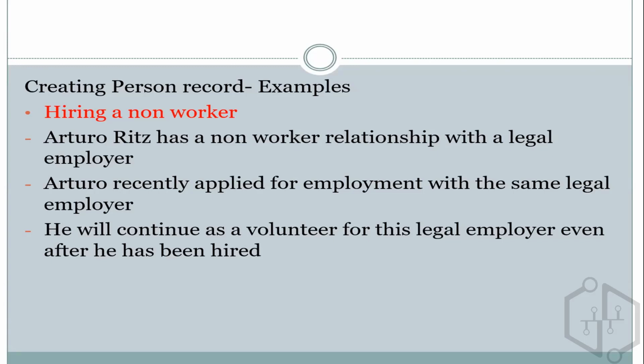When you're hiring a non-worker, creating a person's record, examples. The same case happens when you're hiring a contingent worker, or creating a person's record when you're hiring a non-worker. So there is a non-worker relationship with the legal employer, or recently applied for employment with the same legal employer, and you will continue as a volunteer.